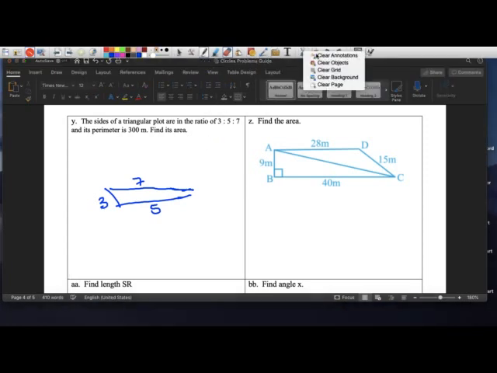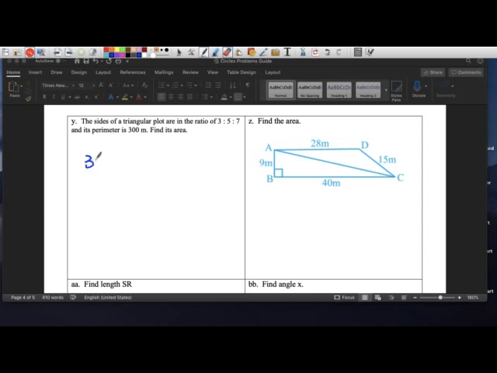Let me draw everything again. So it's 3, 5, 7, and I'm just making the triangle up. So here's a triangle 3, 5, 7, and then currently 3 to 5 to 7. And what's my total? My total is 15. So when my sides are 3, 5, and 7, my total is 15.